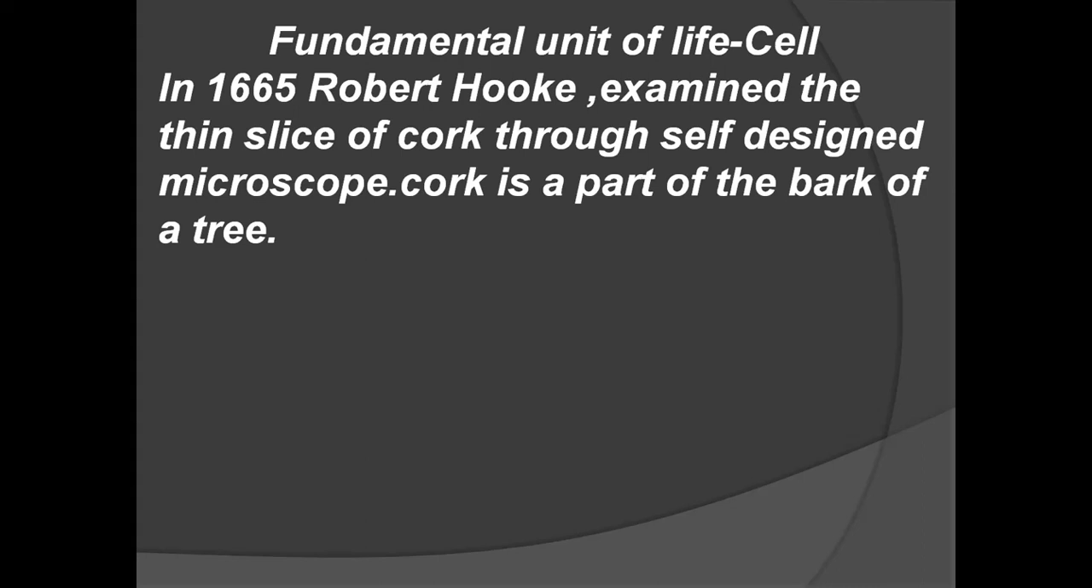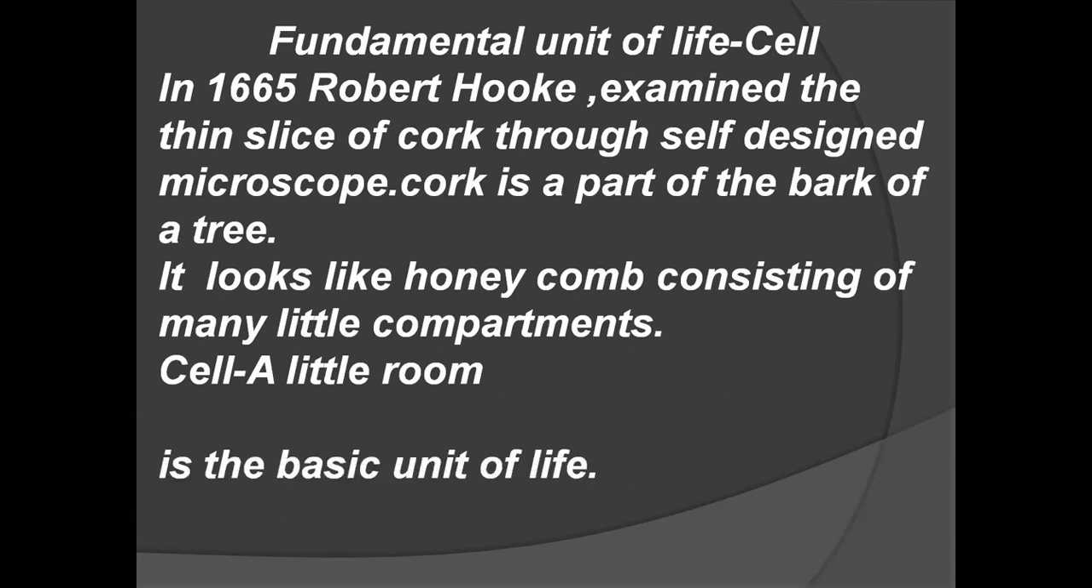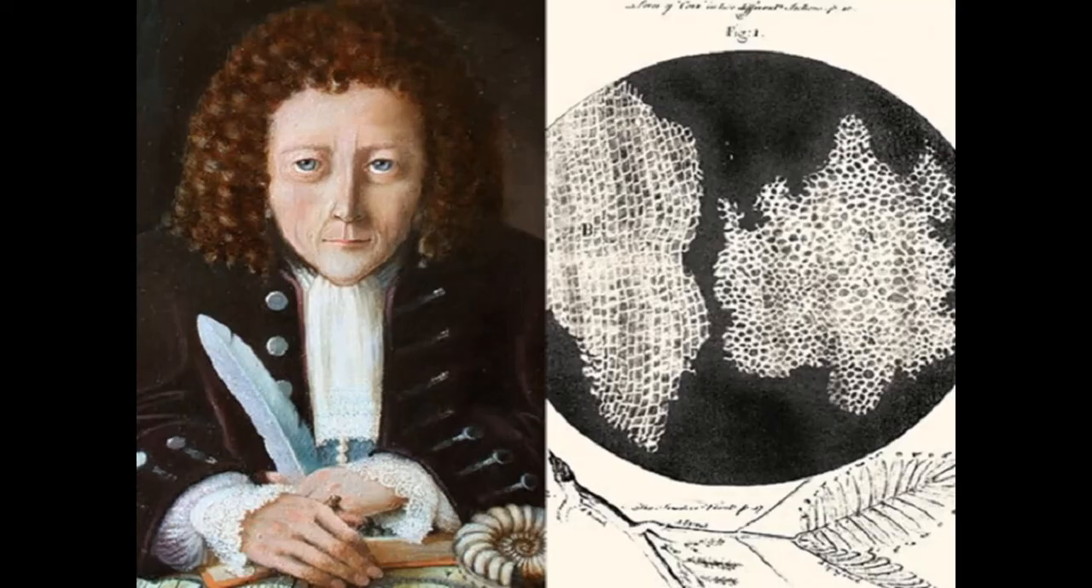Robert Hooke in 1665 examined a thin slice of cork through a self-designed microscope. He took thin slices of cork and observed them under a microscope. He noticed partition boxes or compartments in the cork slice. These boxes appeared like a honeycomb. He also noticed that one box was separated from the other by a wall or partition. Who coined the term cell for each box?